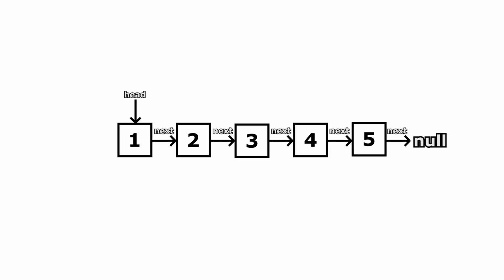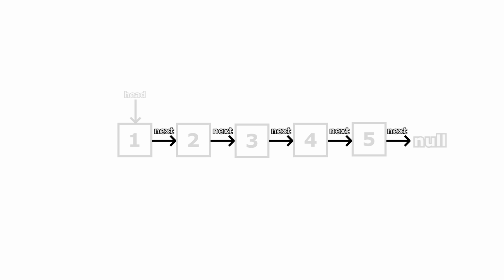Today, we're going to start out with the classic problem of reversing a singly linked list. A singly linked list, just as a reminder, is a data structure where each node contains some data and a pointer or reference to the next node in the list. The last node just points to null.